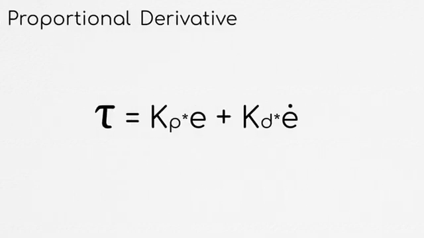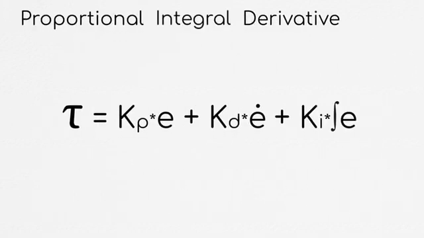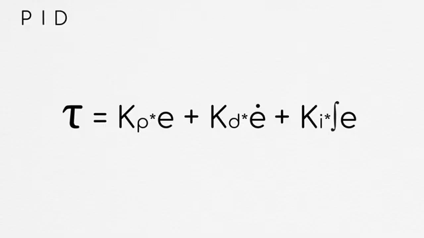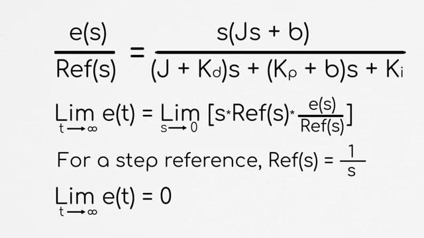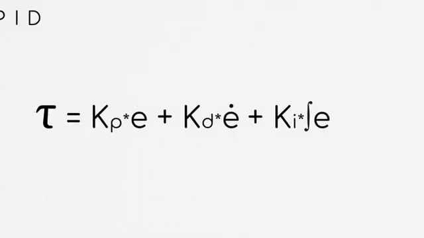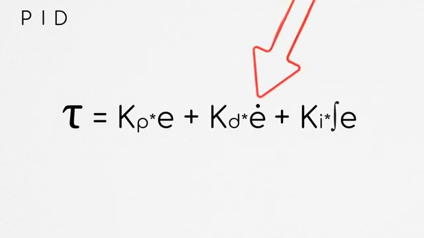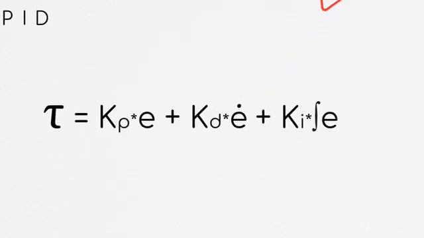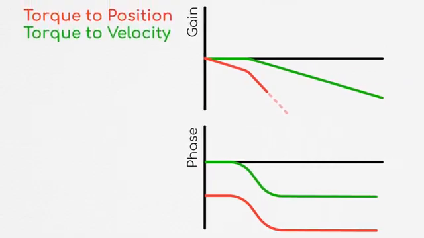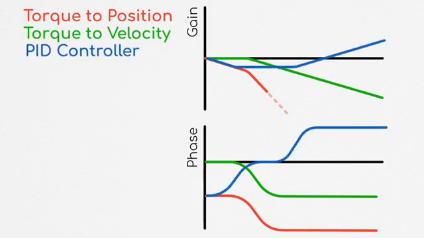To fix this, we could add an integral term to our controller, thus making this a proportional integral derivative, or PID controller. Looking at our final value theorem, this fixes the steady state tracking error. However, there can be another issue here in practice sometimes, having to do with this derivative term and system noise. Since our torque to velocity system is first order as compared to our second order torque to position controller, the added zero associated with the derivative control term can cause high frequency noise to be filtered out less.